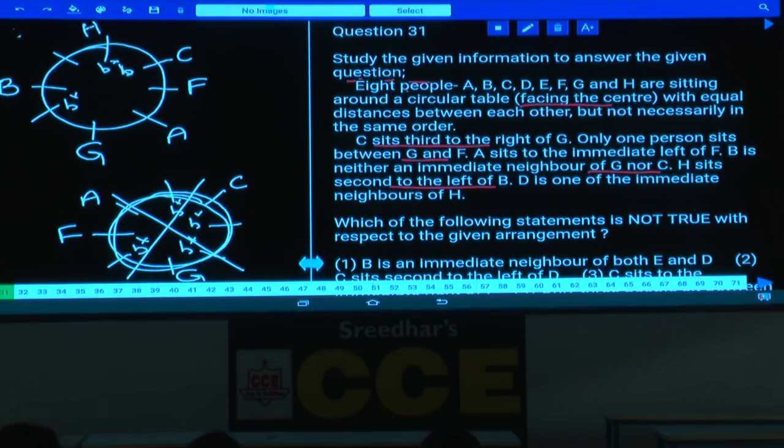D is one of the immediate neighbors of H. As D is one of the immediate neighbors of H, D will be here. Then who is the person left over here? A, B, C, D. And E is the person left over. Done with this? Now this is about question numbers 31 to 34.